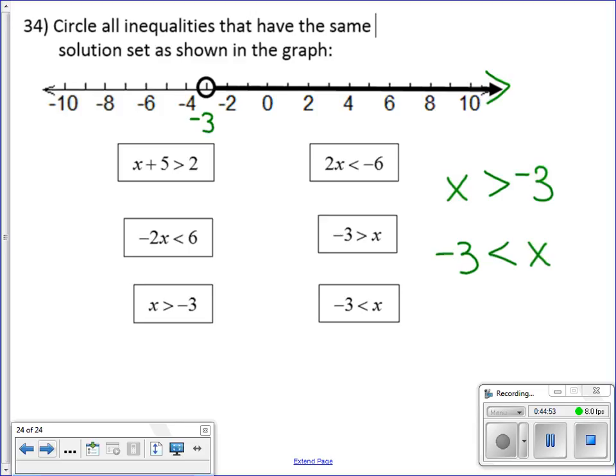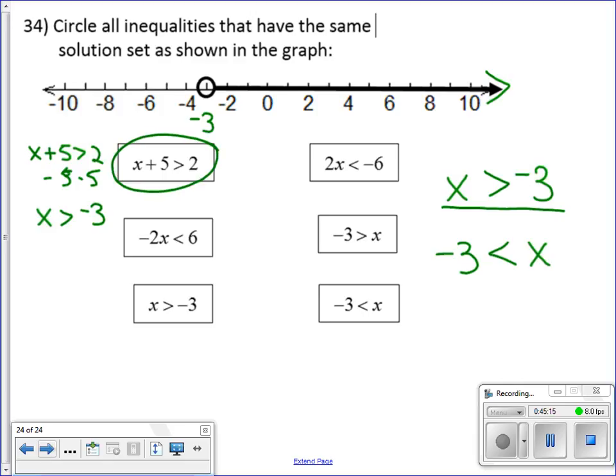This does not work. Oh, actually, wait, maybe it does. Hold on a minute. I'm saying it doesn't work, but it might. Let me do the math and make sure. x plus 5 is greater than 2. So if I minus 5 from both sides, that gives me x is greater than negative 3. Is that this over here? It sure is. That means that this is correct. Look at that. I almost didn't put that down because I wasn't thinking.